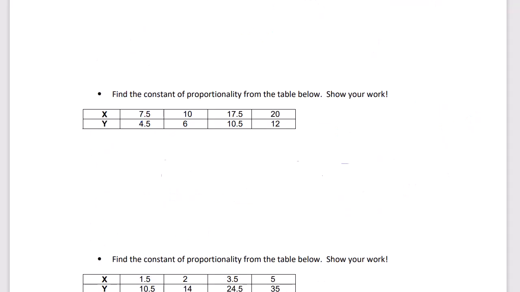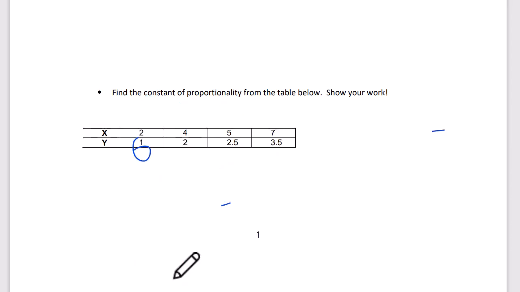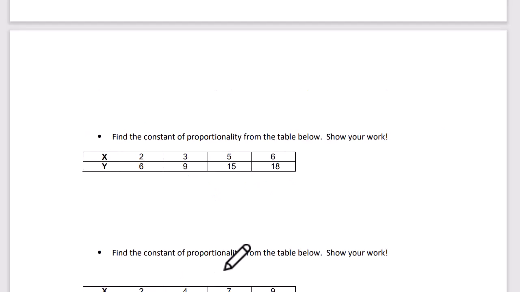We can also run into the concept with tables. K equals the y divided by the x. So in this case, that's the 6 divided by the 10. The constant of proportionality for this table is 0.6. For this table, it's 1 divided by 2. K is the y divided by the x, which is 1/2 in this case.